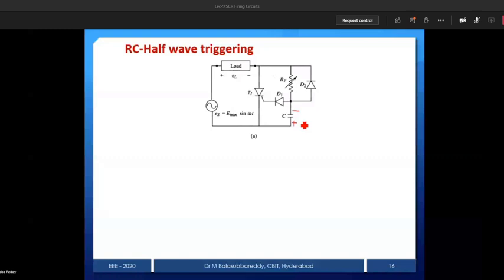Anybody? How to charge the capacitor? During negative half cycle, we can see that this is a minus, this is a plus. Now current is passing like this, and then it goes like this, because we can see why I placed the polarities like this.